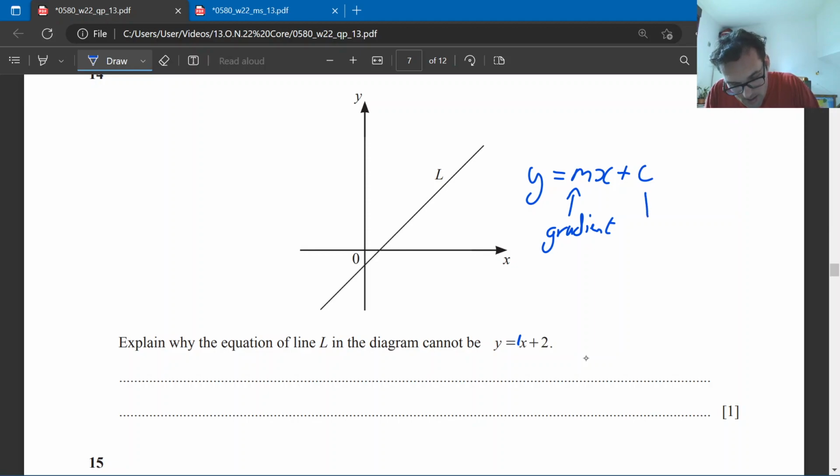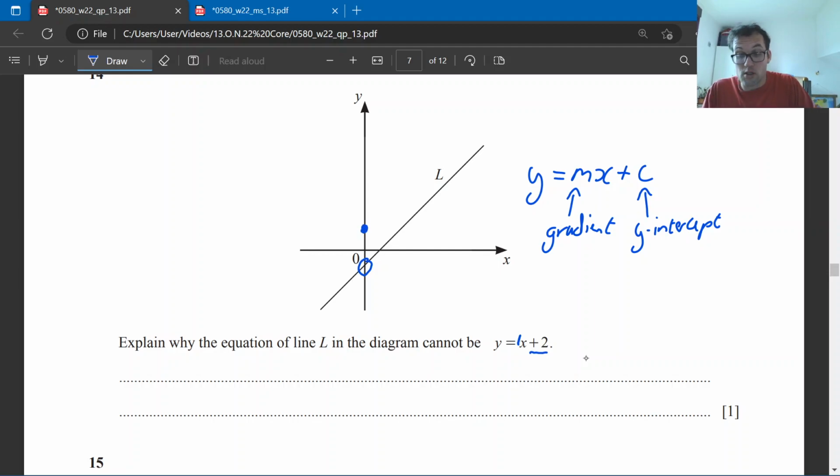Then the c is the y-intercept. That is what goes at the back. That is where the line crosses the y-axis. Okay. And here there's a plus 2. That means this line should be crossing at plus 2, which is over there somewhere probably.